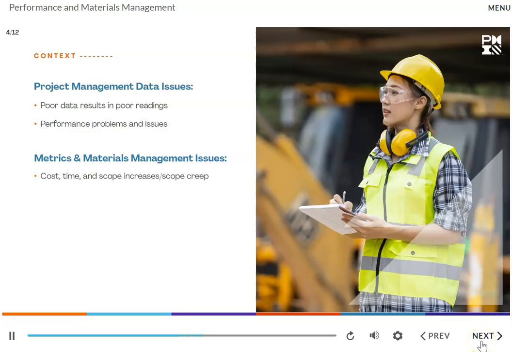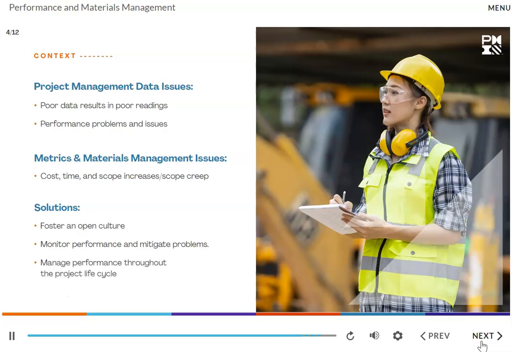Establishing a strategy for performance measurement and materials management that defines the key inputs and outputs is vital to the success of your project. To do this, built environment firms must foster an open culture to identify risks and issues. This allows them to monitor performance and mitigate problems before they arise, and ensure performance is managed throughout the project lifecycle.